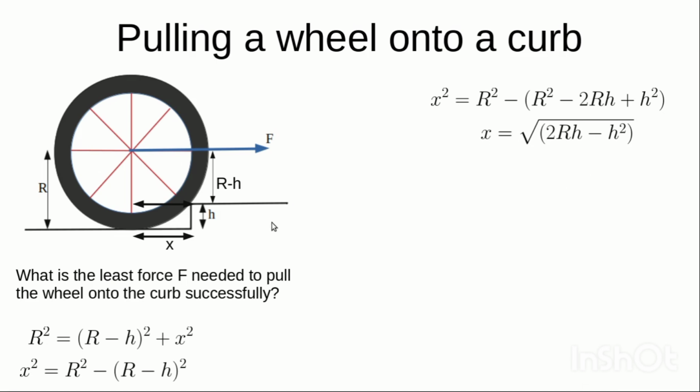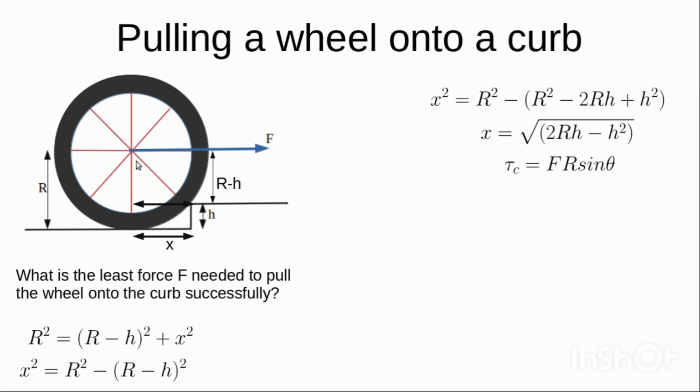Now that we know x to be equal to this expression, the next thing is to apply torque, because this force is needed to turn this particular wheel over this curb. To find the torque, that is this force times this perpendicular distance, we use torque equal to F R sin theta. This is the usual formula for torque, where R is the radius from this point to this point.